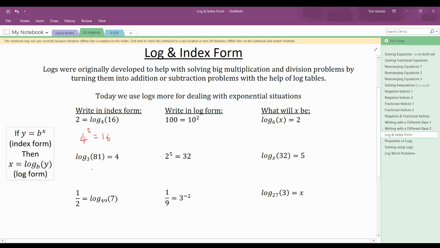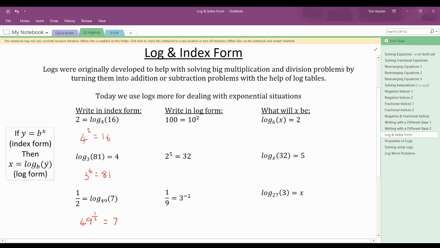So that's all there is to it in terms of going from index form to log form. If we look at this next one, the little number is our base: 3 to the power of 4 equals 81. The next one, the little number after the log is our base, and the power is over the other side of the equal sign, so a half: 49 to the power of a half. Now remember, anything to the power of a half is the same as square rooting, so the square root of 49 is 7.